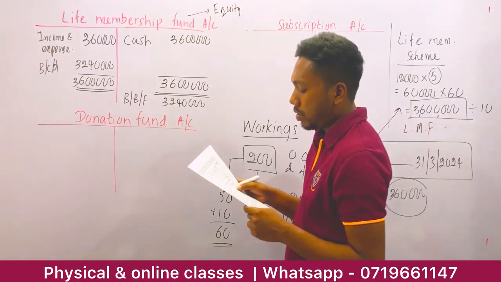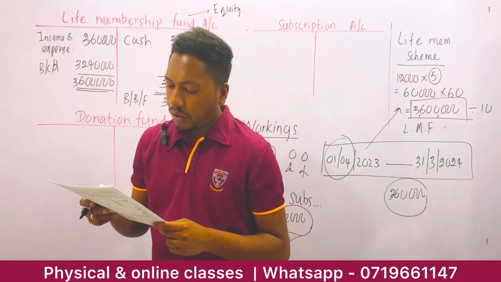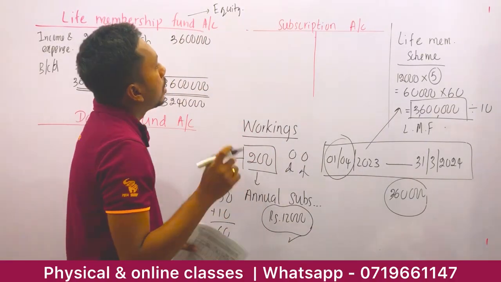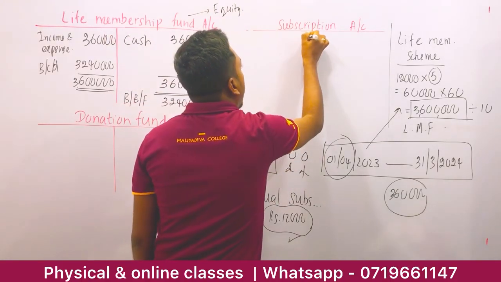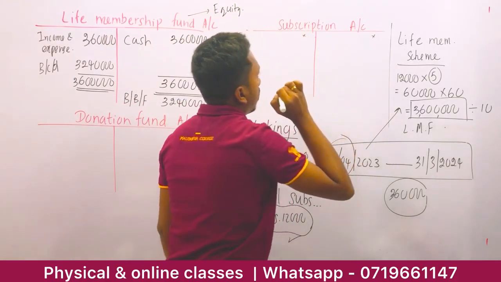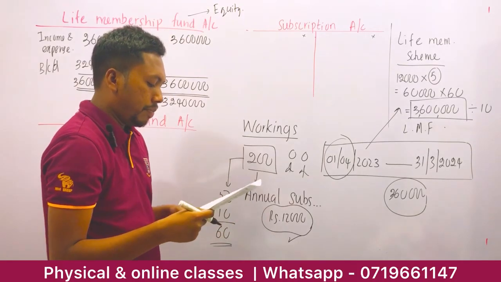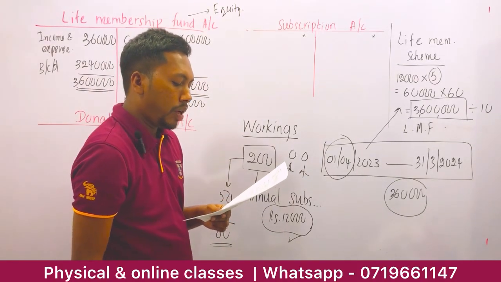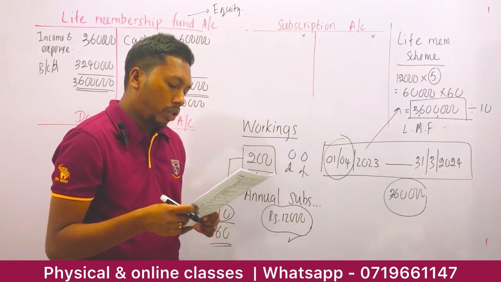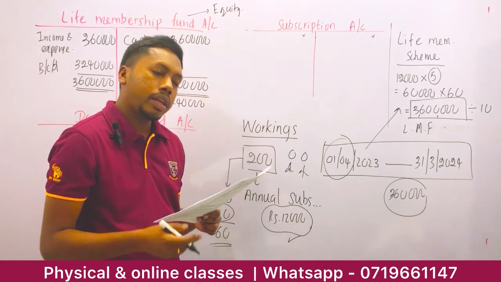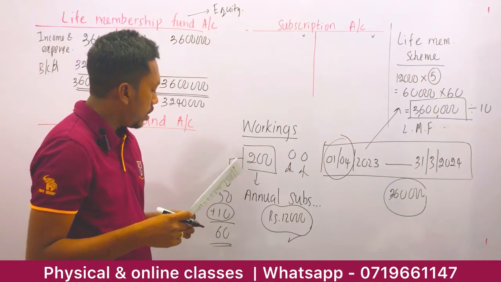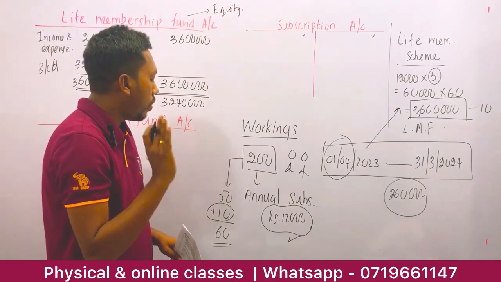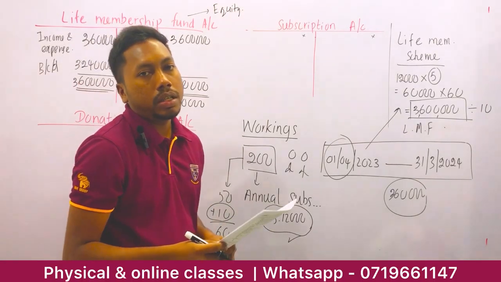There was no subscription received in advance or subscription received in arrears as at 1st April. We are not given the opening balances of this account, because the exercise says there is no opening subscription received in advance and no subscription in arrears. No new members joined the society during the year other than 10 new life members. So 10 new life members joined, and that's it.